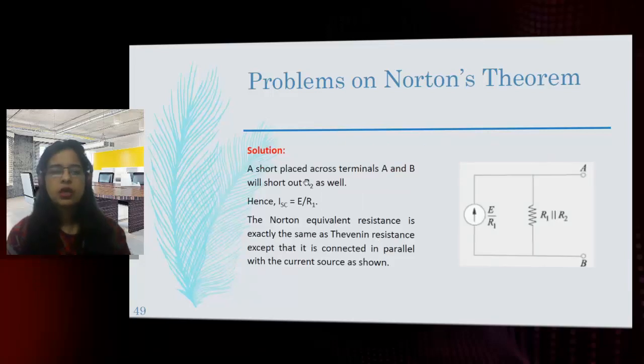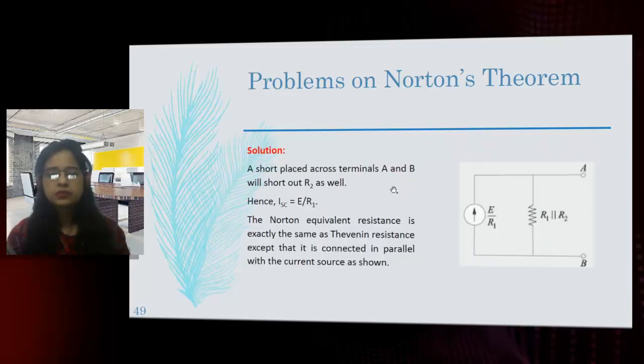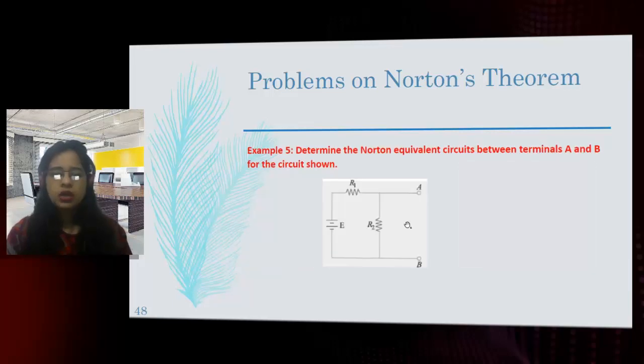So what will happen? A short placed across terminals A and B will short out R2 as well, right? It will short out R2 as well. This will be nullified. Hence ISC, that is your short circuit current, will be what? So in the circuit, what will remain? Only this short circuit will be there, this resistance will be there, and this voltage source will be there, right?